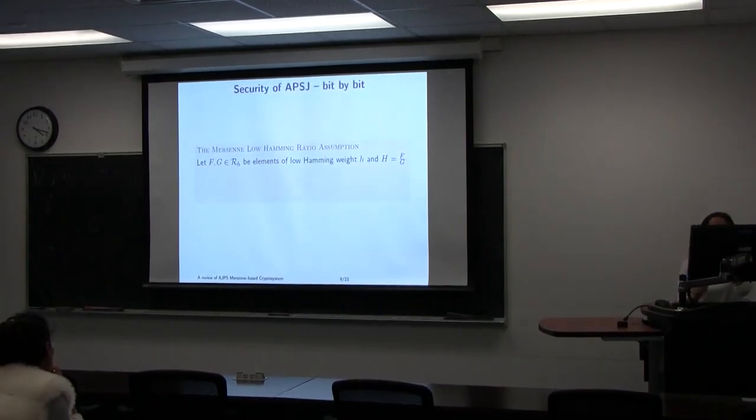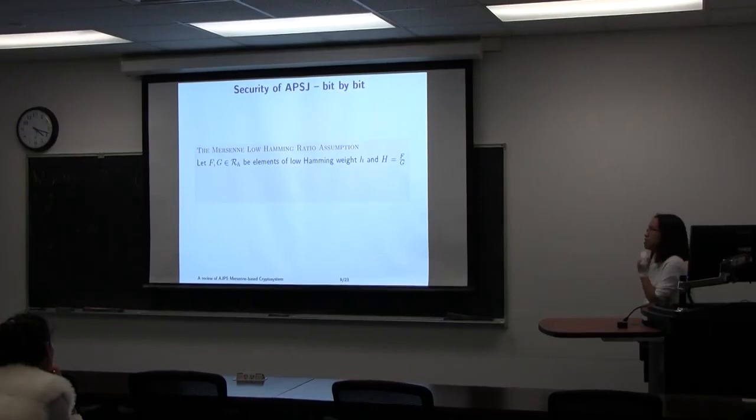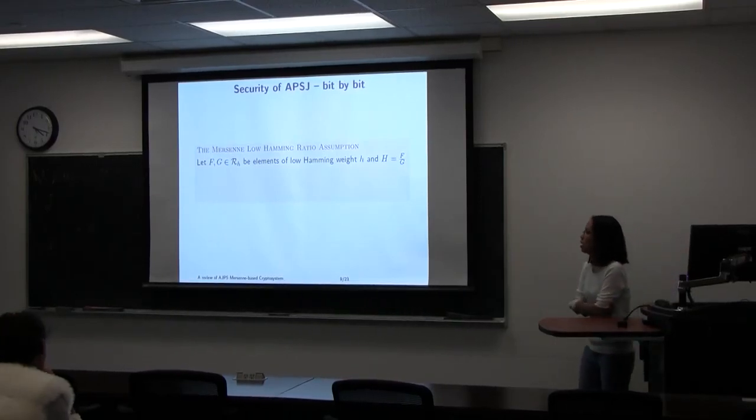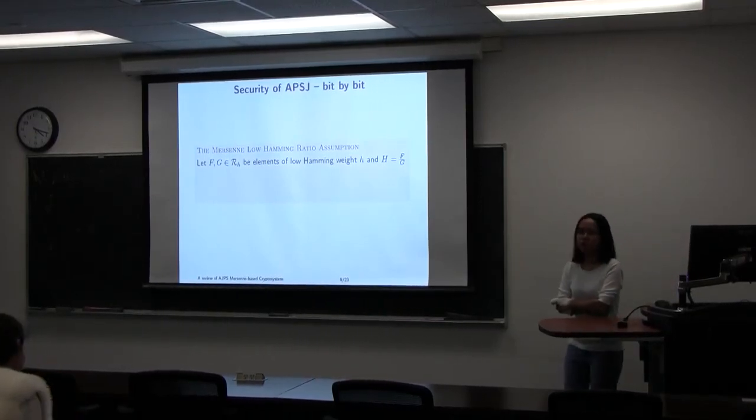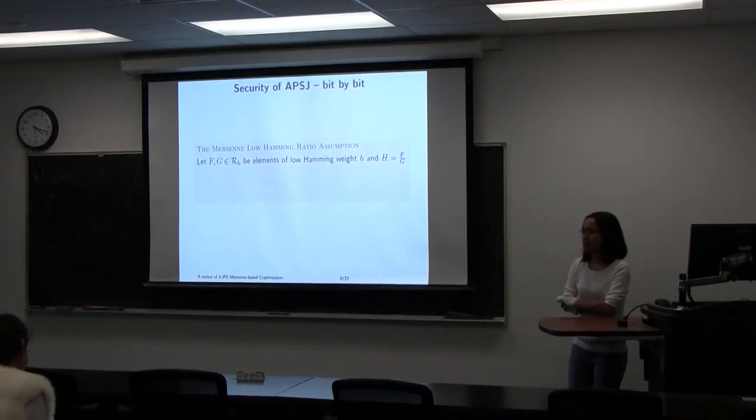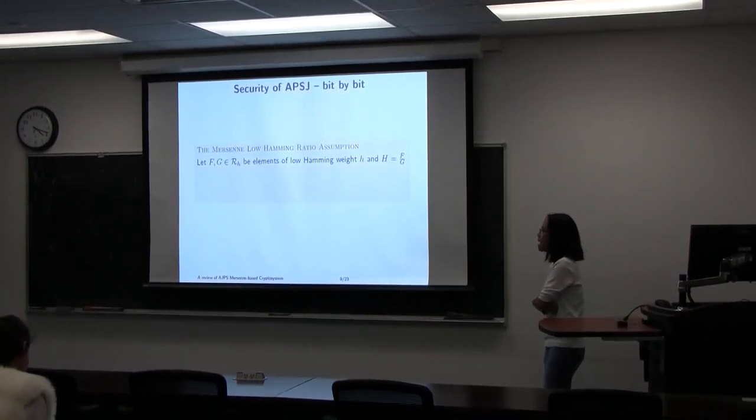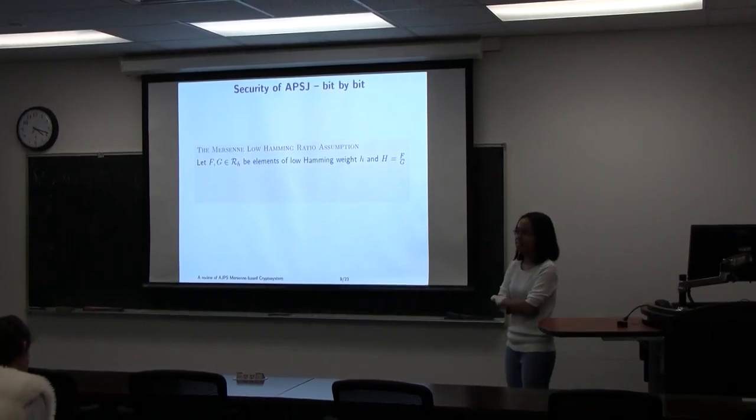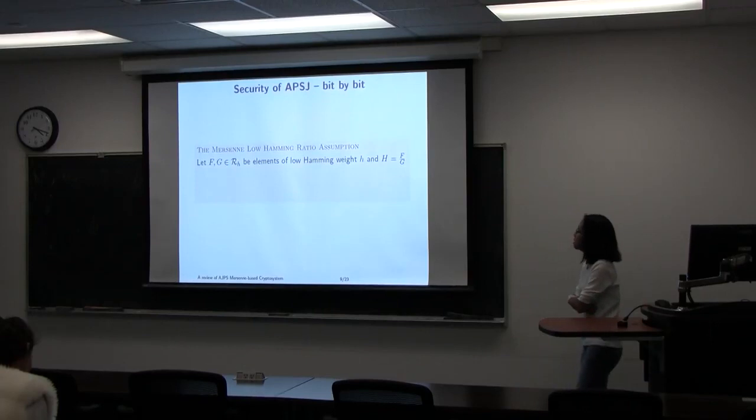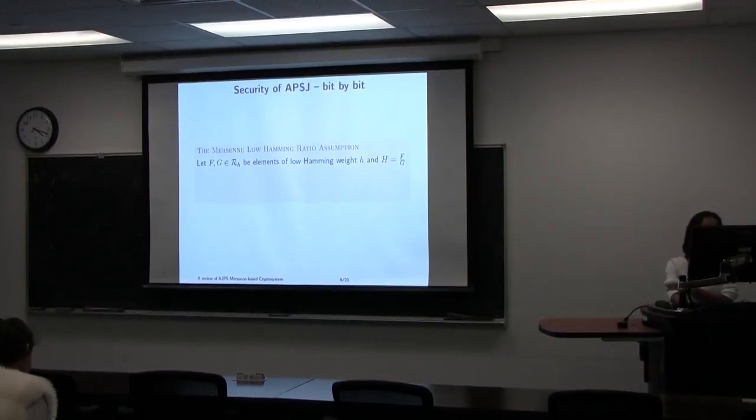So we see that the security of this crypto system is based on an assumption, and people call that the Mersenne low ratio assumption. They say that suppose that we have two elements, and these elements have a low Hamming weight S, and then we compute H equal to F over G.